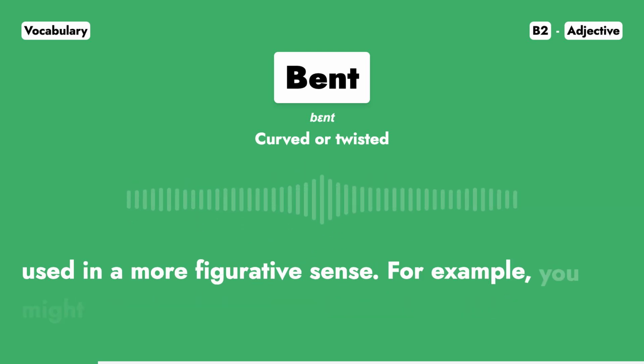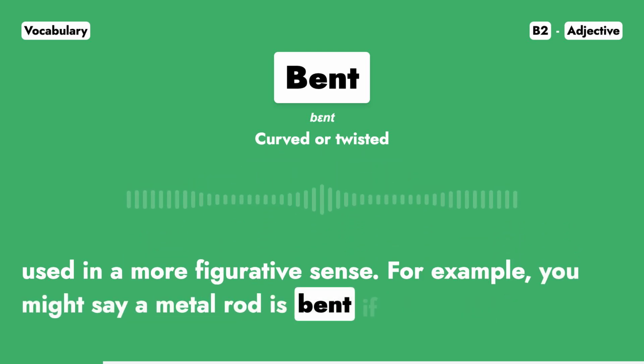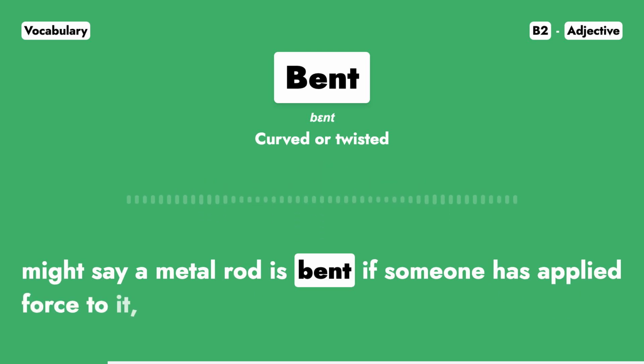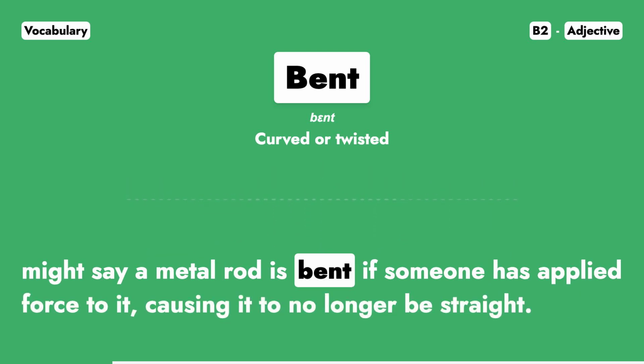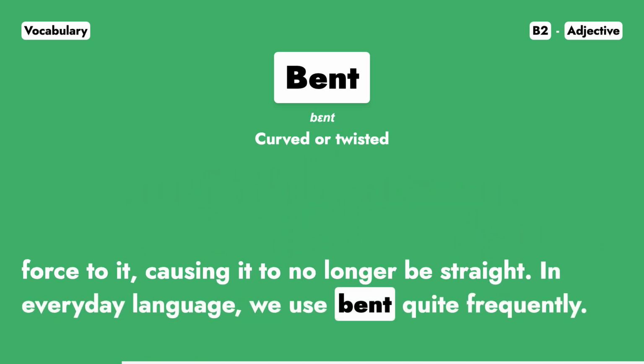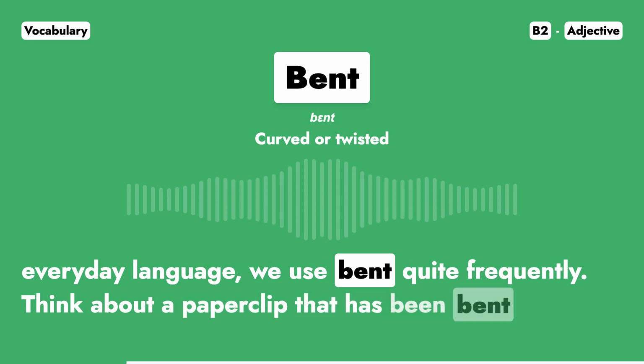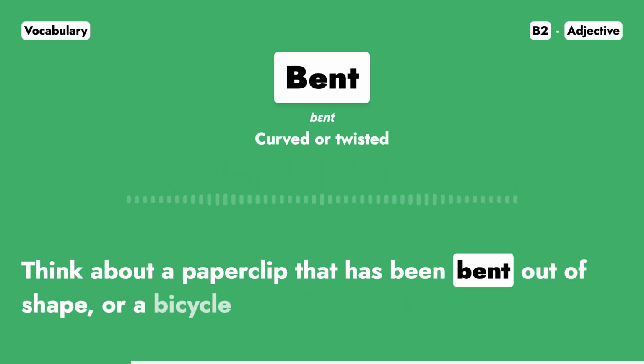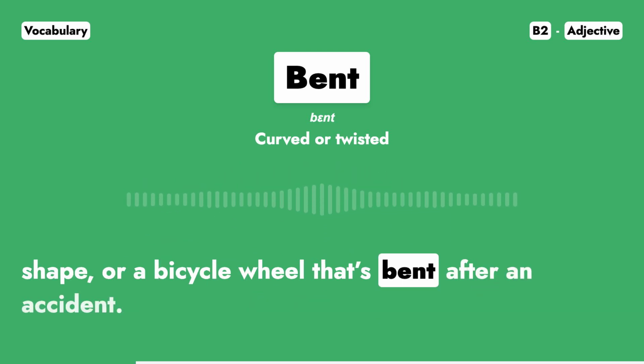For example, you might say a metal rod is bent if someone has applied force to it, causing it to no longer be straight. In everyday language, we use bent quite frequently. Think about a paperclip that has been bent out of shape, or a bicycle wheel that's bent after an accident.